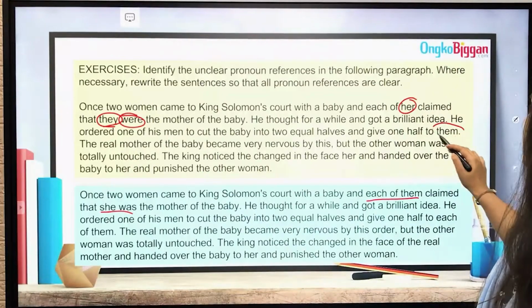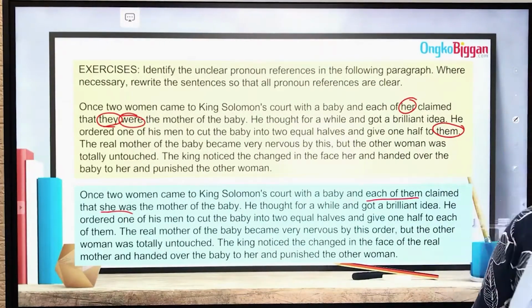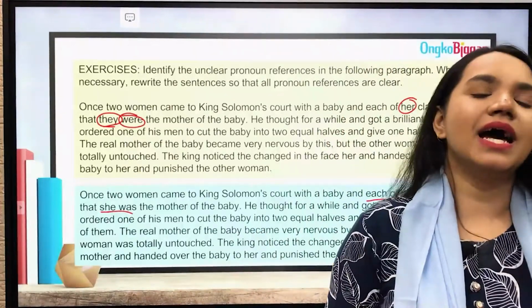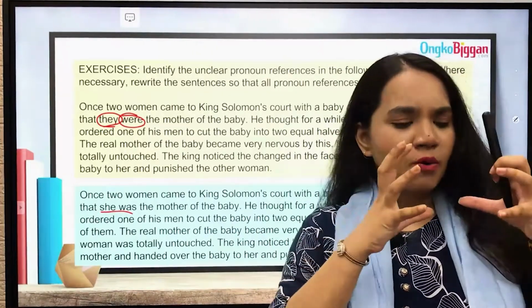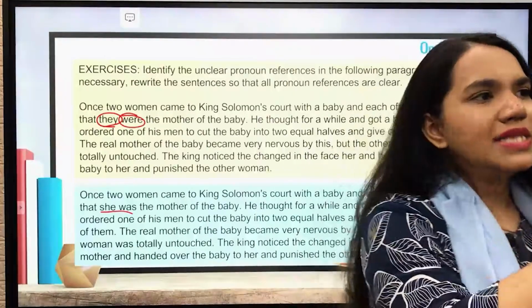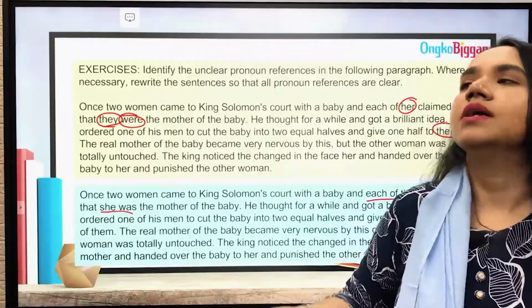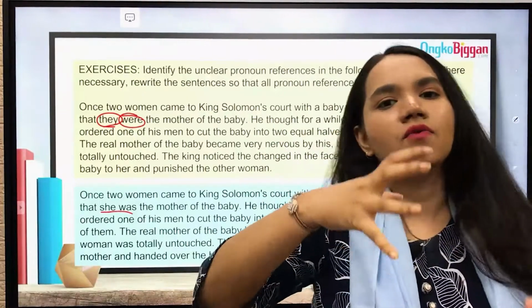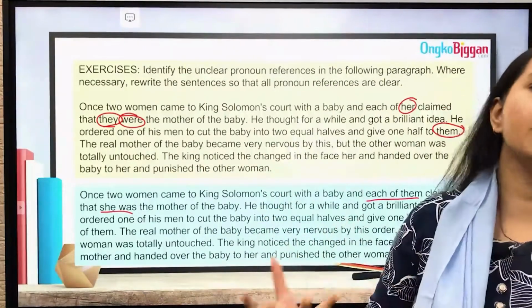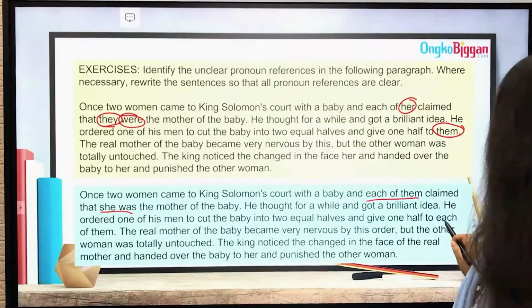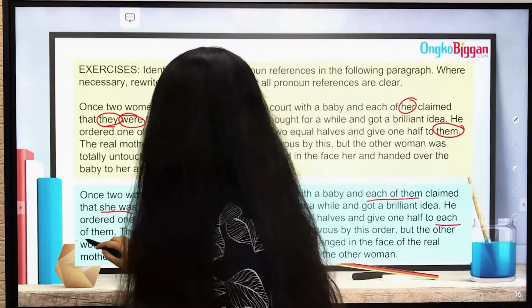Give one half to whom? Let's say this is a baby and we are cutting that baby into two equal halves. And if I only give one half to them together, what will they do with that half? The king is trying to say, I will give one half to one person and the other half to another person. So in this case, we will not be saying just them. We have to say that they are giving one half to each of them.